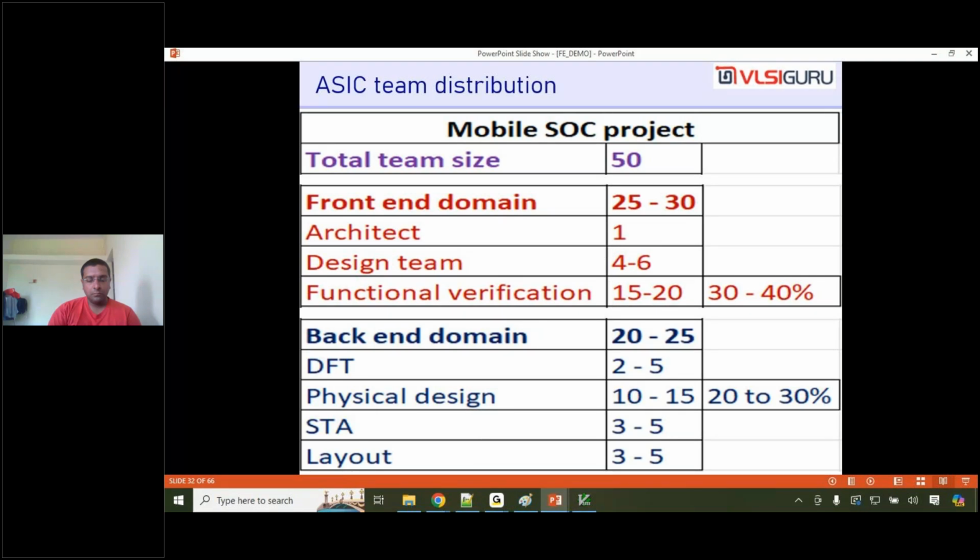Talking about the backend domain, it will require around 20 to 25 people. DFT will require 2 to 5 people. Physical design team will require around 10 to 15, which is around 20 to 30%. STA will require 3 to 5. Layout will require 3 to 5. That is where there are two domains in VLSI where you will see a lot of opportunities for freshers. One is functional verification, one is physical design. There is DFT also where fresher hiring happens, but not as much as other domains.